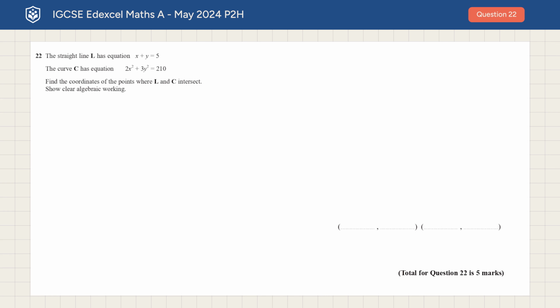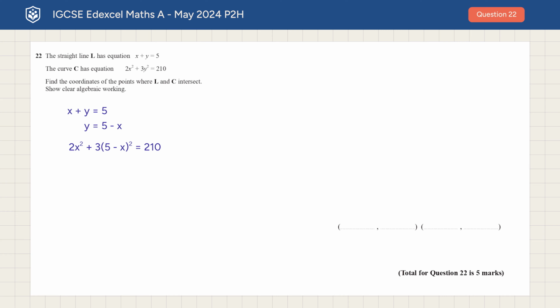First, let's rearrange our equation of the line to make y the subject. Subtracting x from both sides gives us y equals 5 minus x. Now we substitute this into our equation of the curve. This gives us 2x squared plus 3 times the bracket (5 minus x) squared equals 210.